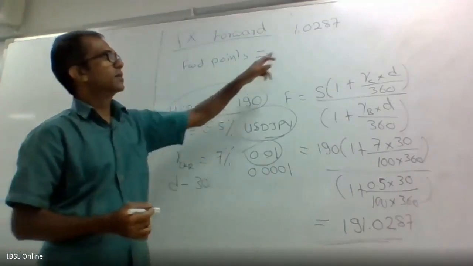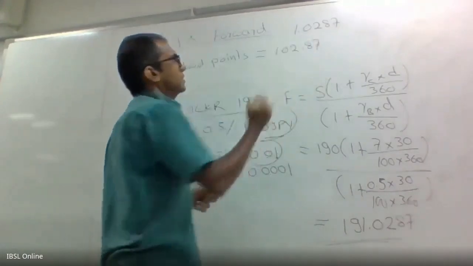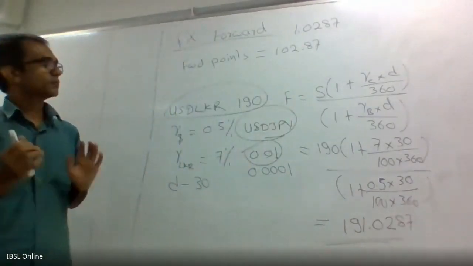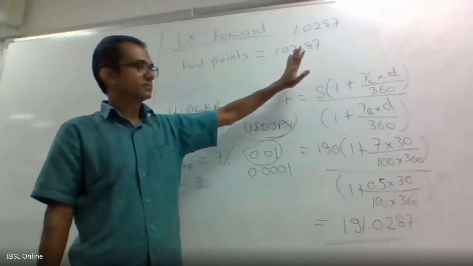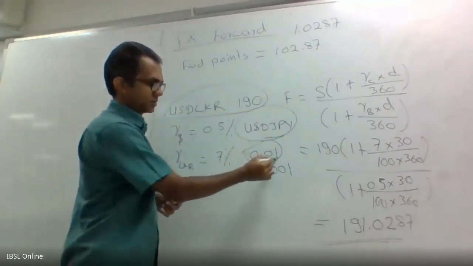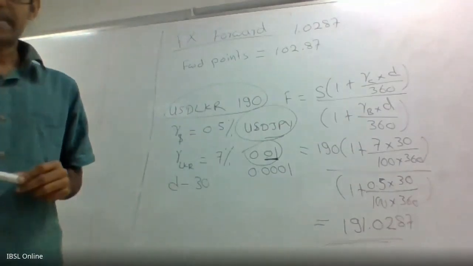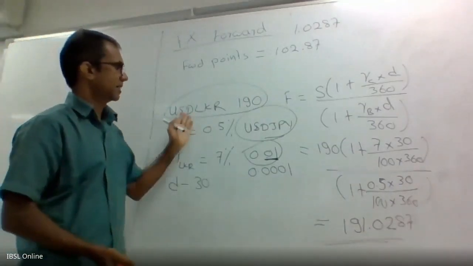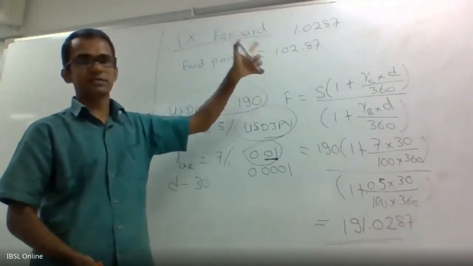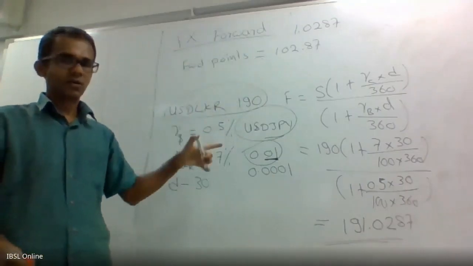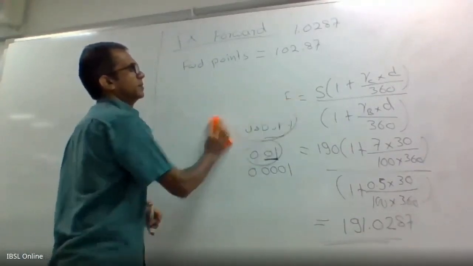So in that sense, how many points here? It's 102.87. Forward points is 102.87. This is because there are only 2 decimals in currencies like dollar rupee. This is a positive figure. So you know this base currency interest rate is lower than the counter currency interest rate. Therefore, the base currency is at a premium.